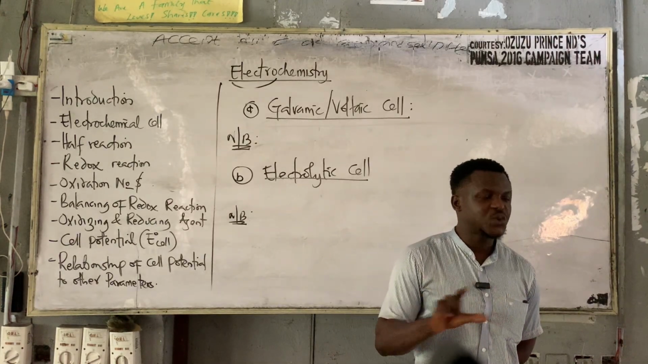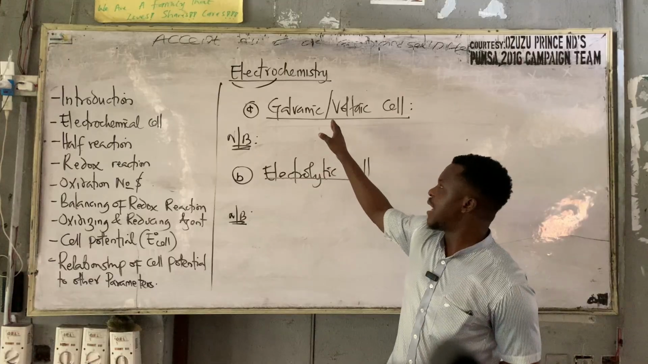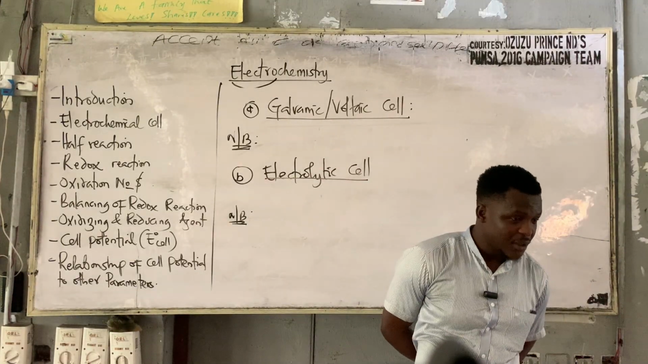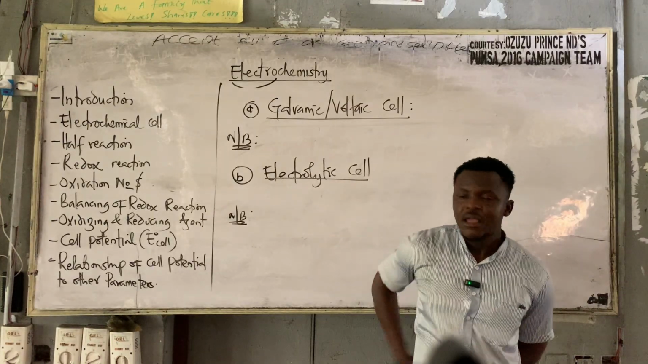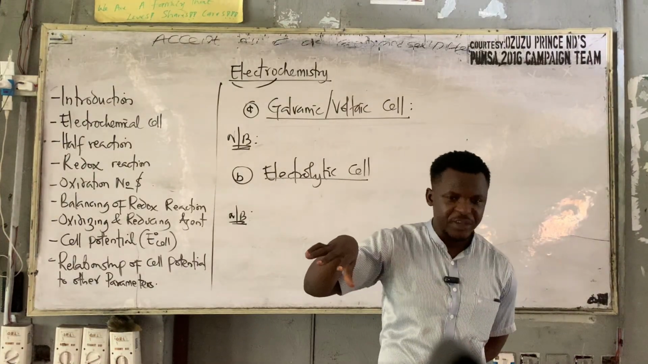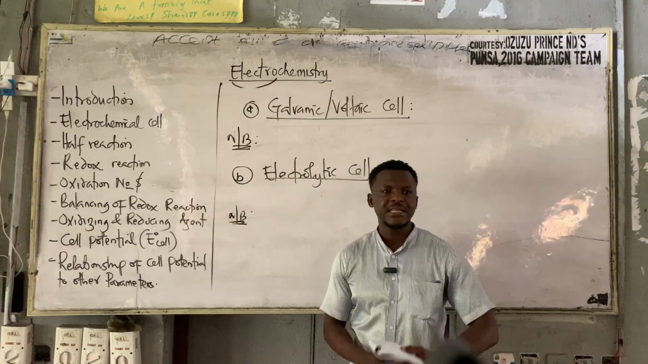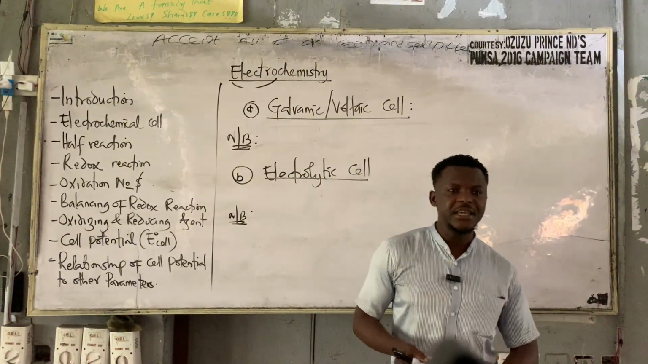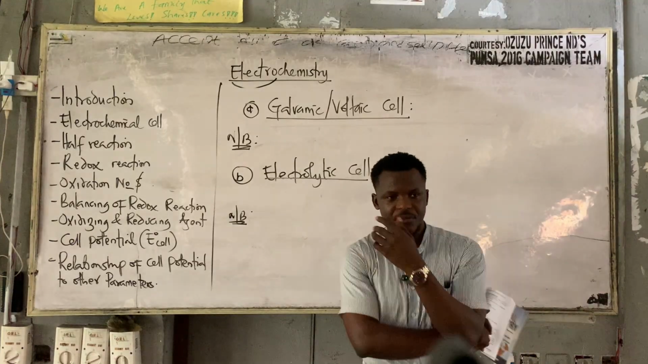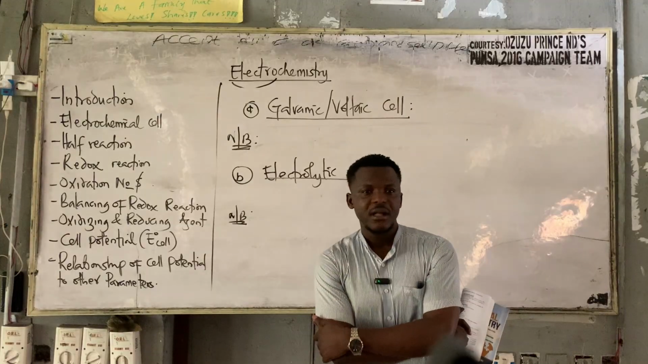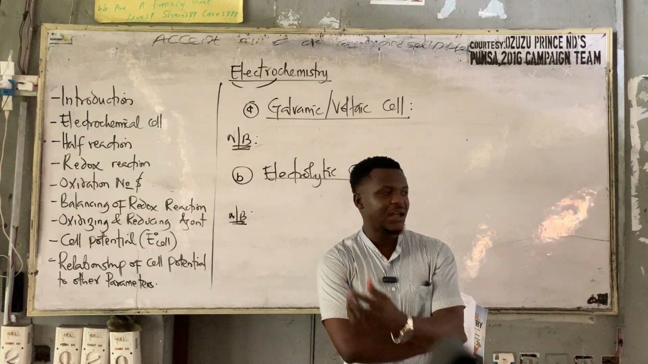Now the only difference between them is that in the case of a galvanic cell, the cathode is what? I told us the cathode is positive. The anode is negative. The electrolytic cell is the reverse of it. So please put down: in an electrolytic cell, the cathode is negative and the anode is positive.